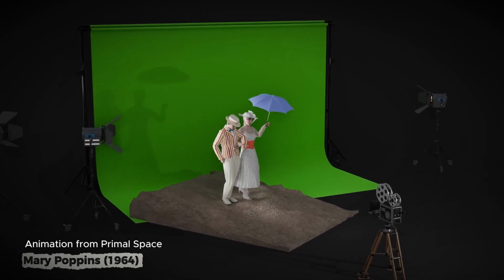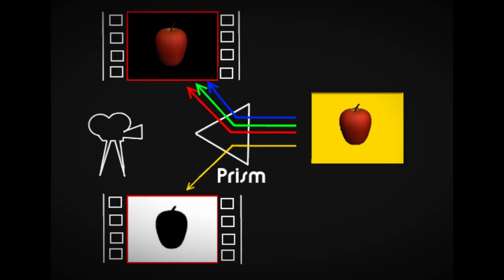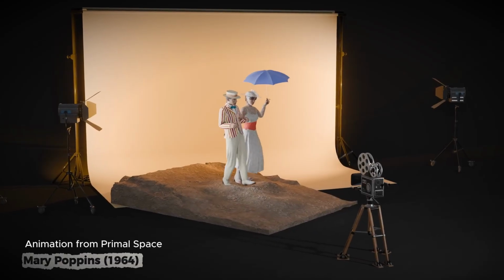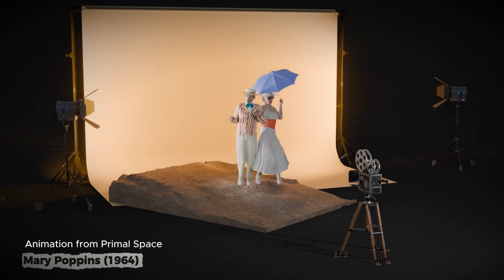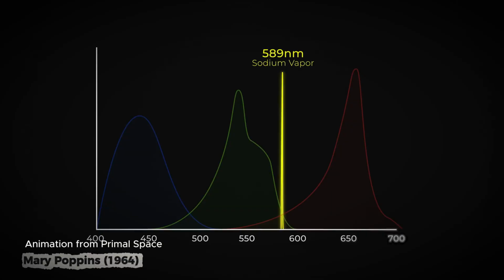They didn't change the screen color. They changed the light itself. This technique is called the sodium vapor process. Actors were filmed in front of a white screen, but the scene was lit with sodium vapor lamps, which emit a very narrow yellow wavelength.